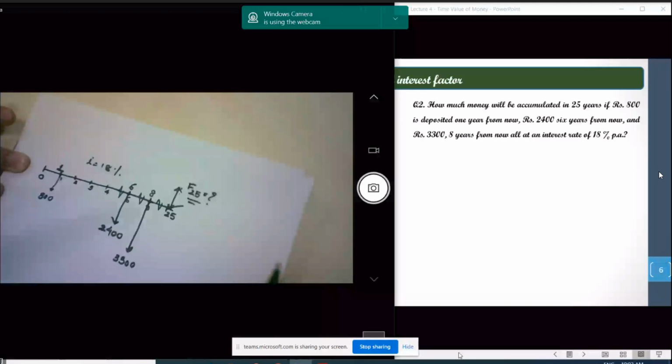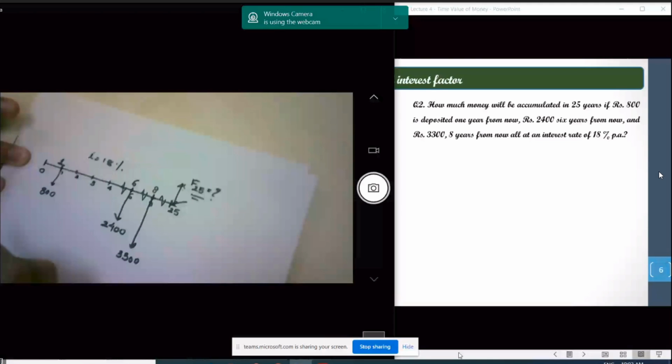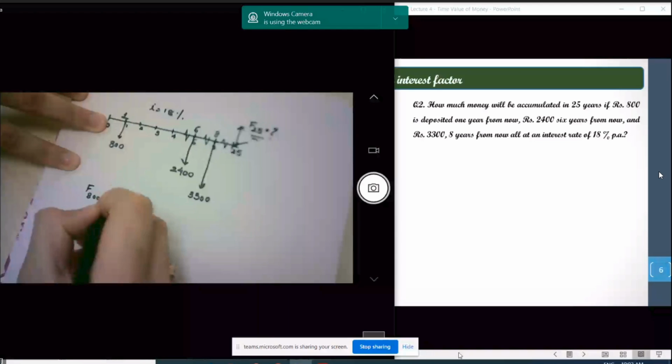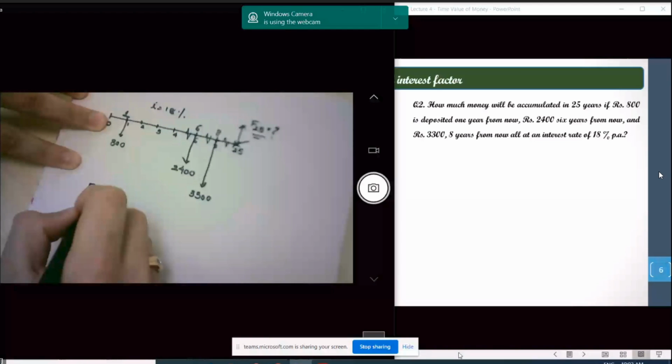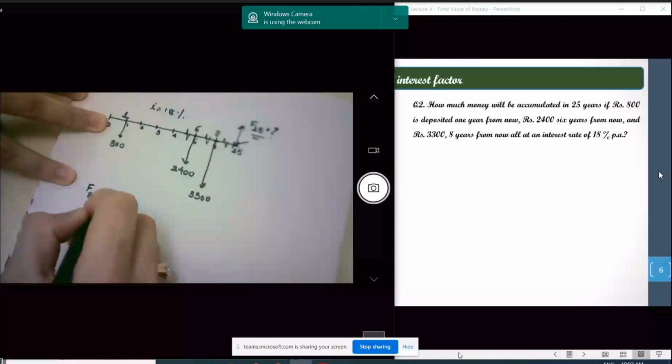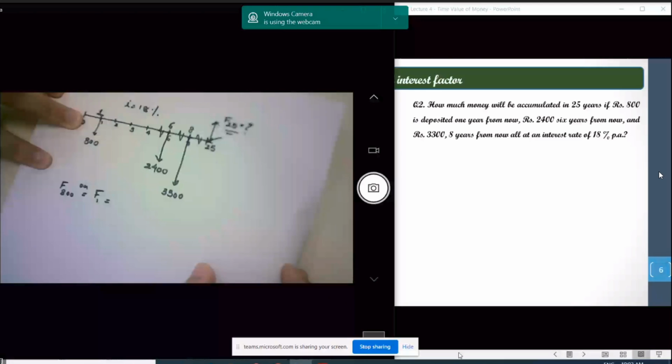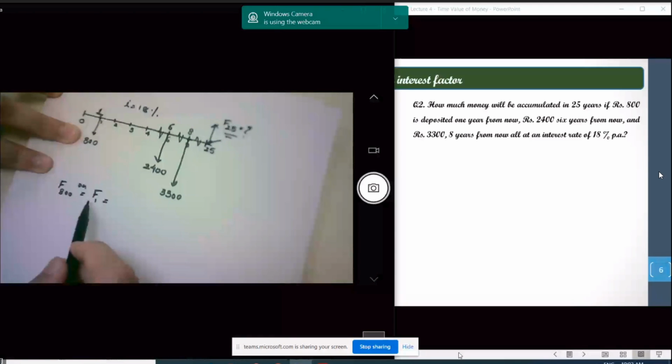So we need to calculate the value at the end of the 25th year. How we are going to do it is, I will first go with this 800. So F800 is nothing but the future value of this 800 after the 25th year. You can even write it as F1, for your identification or understanding. This indicates the future value of the amount at the first year.